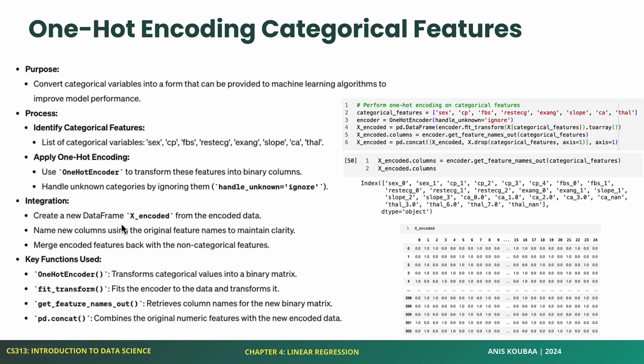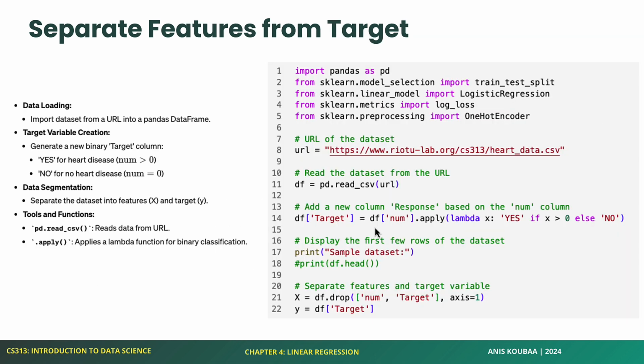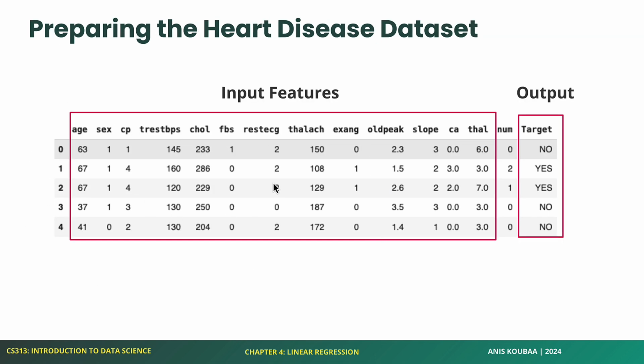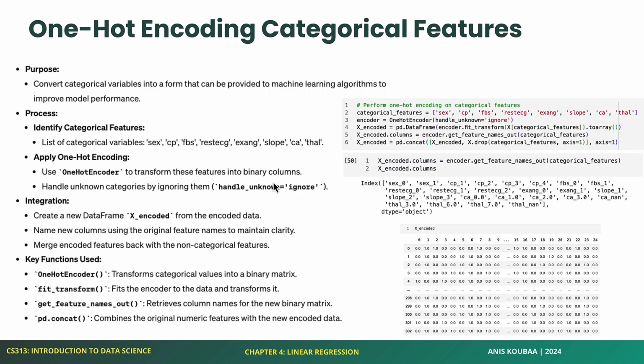So we create a new data frame called X encoded. Look, I moved from an X similar to this one to one where all the features are now encoded. I didn't encode only the output, we also encode the input. We name the new columns using the original feature names for clarity, and merge the encoded features back with the non-categorical features.